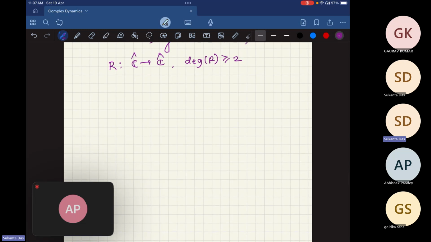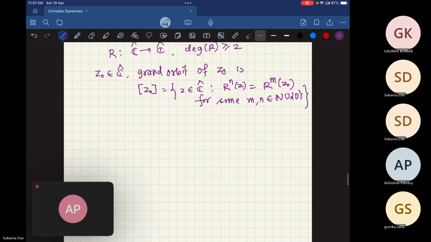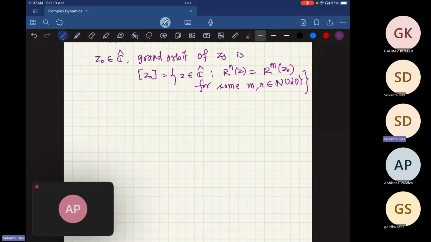Now, as we talked about, say Z0 is a point on C hat, the grand orbit of Z0 is denoted by this box Z dot. It is the collection of those Z in C hat such that R^n(Z) equals R^m(Z0) for some m, n in N union 0. And as I told earlier, this set is not exactly equal to the forward orbit of Z0 union backward orbit of Z0. Further, there are more points.